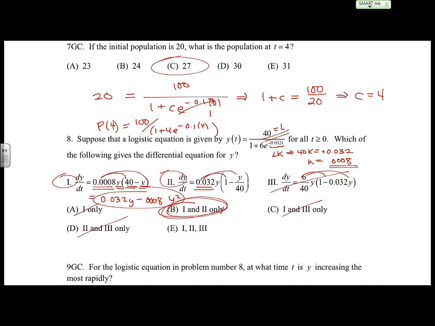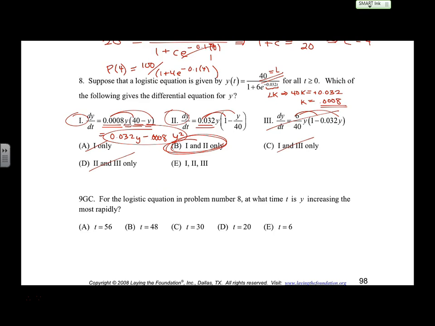Yes, ma'am. What number is that? 8? Yeah, B's right. Now, hold on. Number 9 is a very common question to show up on an AP exam about logistic.